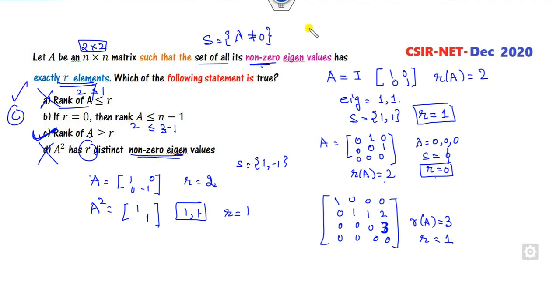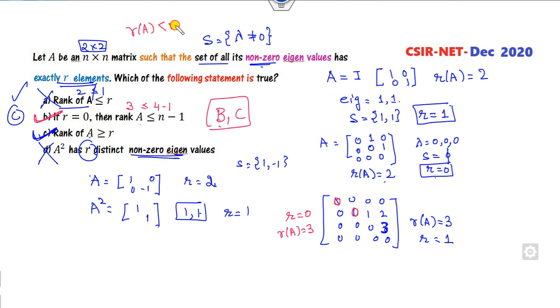Look at this way. R is 0. So if I consider this value as 0, then R is 0. Rank is 3. So 3 is less than or equal to 4 minus 1. Again satisfied. This is also a right answer of this problem. Remember, if in this example he said rank of A is strictly less than n minus 1, then we already discard it through the 2 cross 2, 3 cross 3 case study.